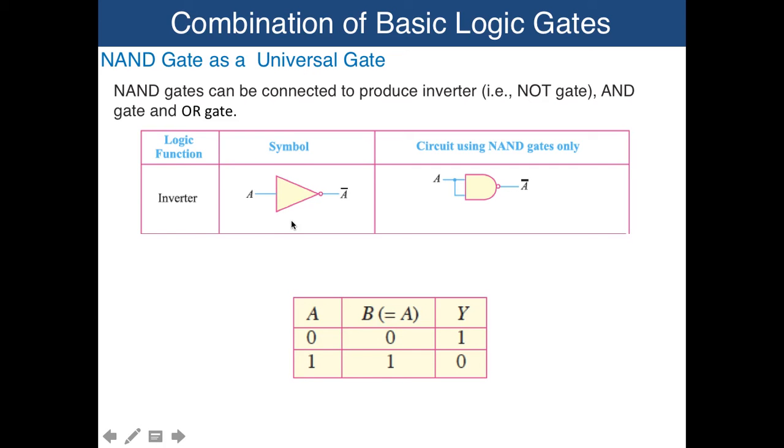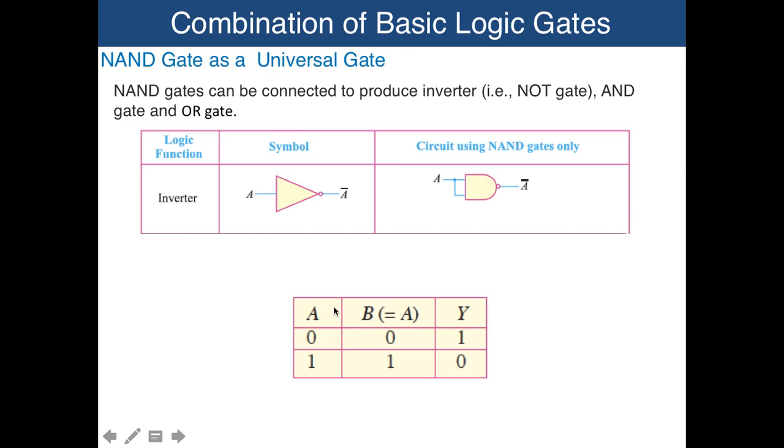So first we take the NOT gate. If you want to make a NOT gate from the NAND gate, this is the connection. Here the two inputs are joined together and make one, because NOT gate has only one input. So one NAND gate is used. Input is A and output is the inverted input, A bar. So here basically A is equal to B, because B is connected to A.